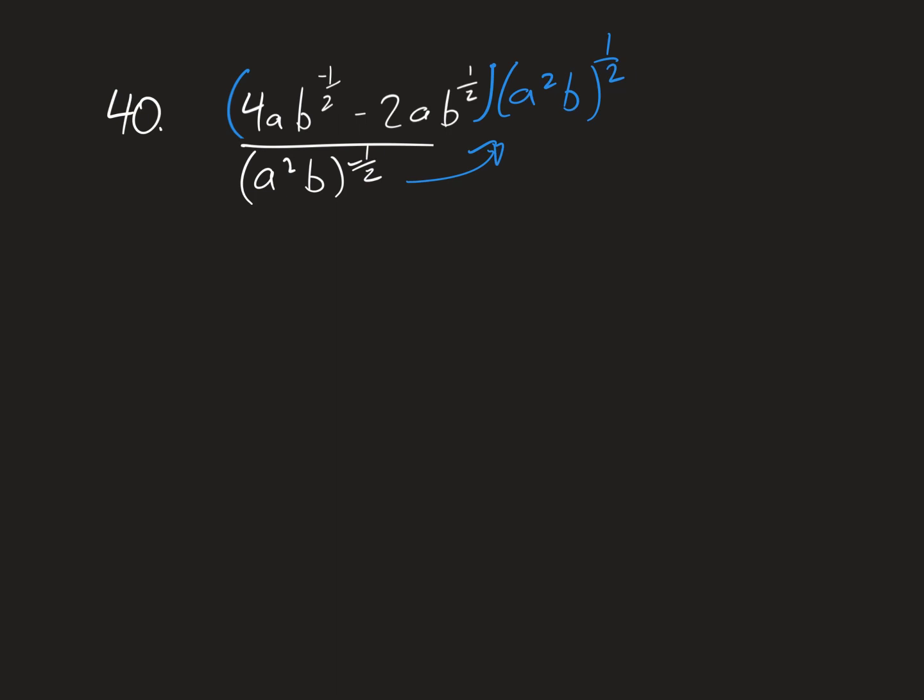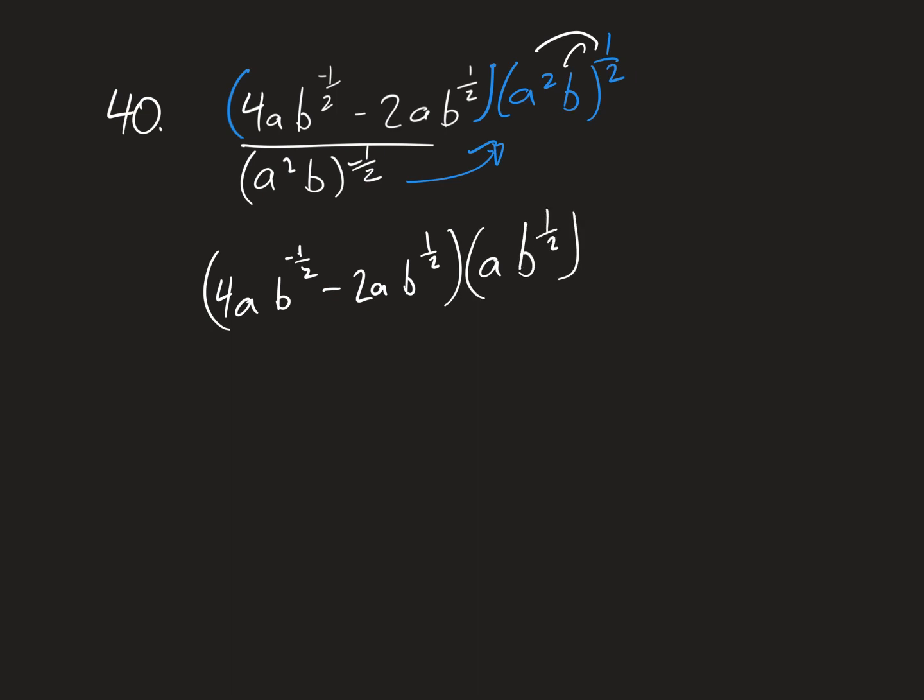Okay, and I'm going to use this and we're going to end up distributing it in there afterwards. So first I'm going to clean this piece up a little bit to make our life easier. What I have right now is 4a b to the negative 1/2 minus 2a b to the 1/2, all times, I'm going to distribute this 1/2 in, a b to the 1/2. Okay, and so now when I multiply these terms, their exponents will add together.